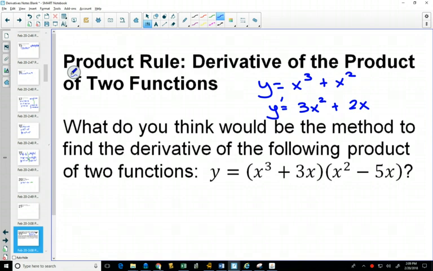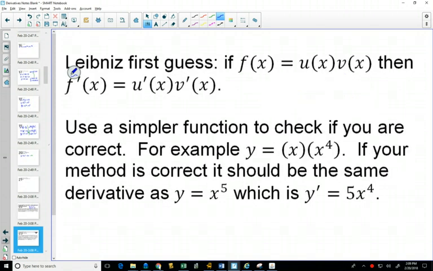And if we think the same way that we would think for adding and subtracting, just take the derivatives separately and add them, we might think here, well, let's just take the derivatives of both things separately and multiply them, because we're multiplying here. And that's exactly what Leibniz's first guess was. Let's just take the derivative of each one and multiply them, and then he found out that that was wrong.